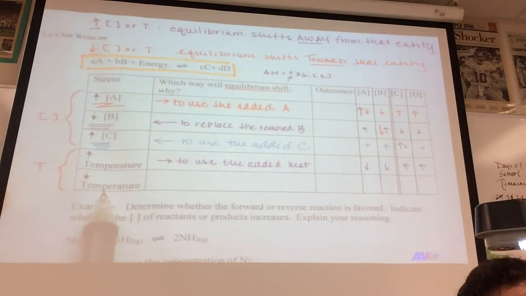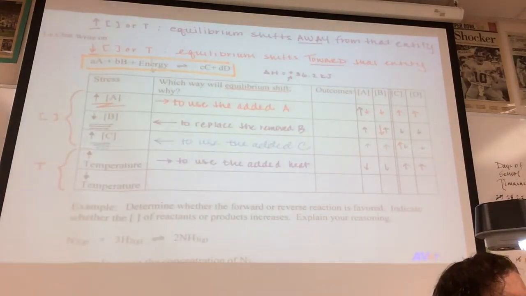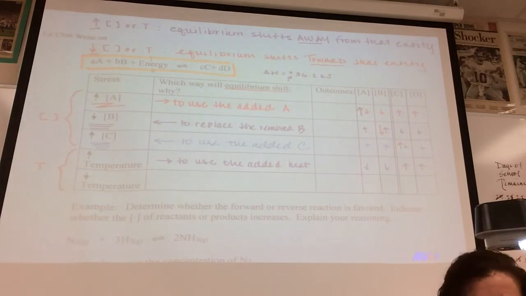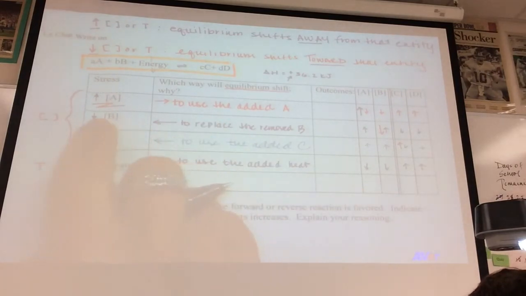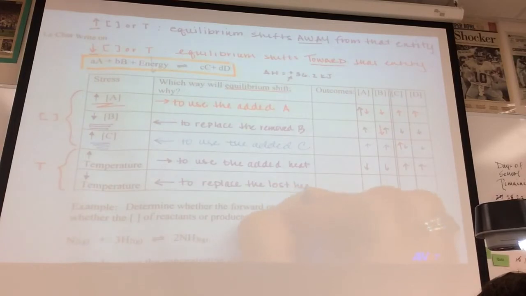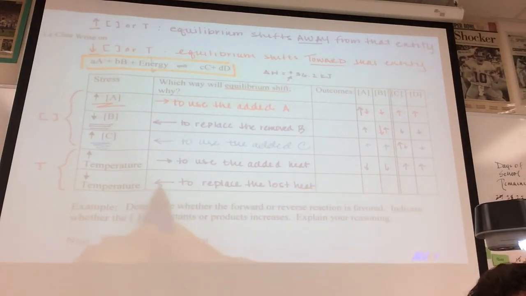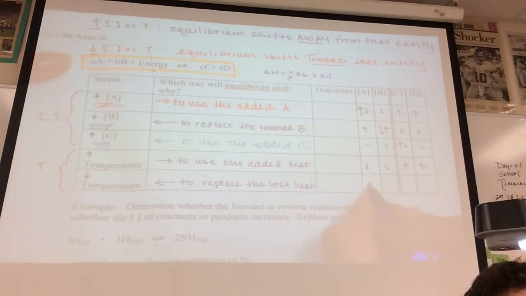If I decrease temperature, I'm going to put the decrease right here. In which direction will equilibrium shift with a decrease in temperature? Reverse. Same reasoning that we saw here, to replace the lost or removed heat. With a reverse shift in equilibrium, what happens to concentration of A and B? They go up. So whatever you point to goes up, whatever you point away from goes down.